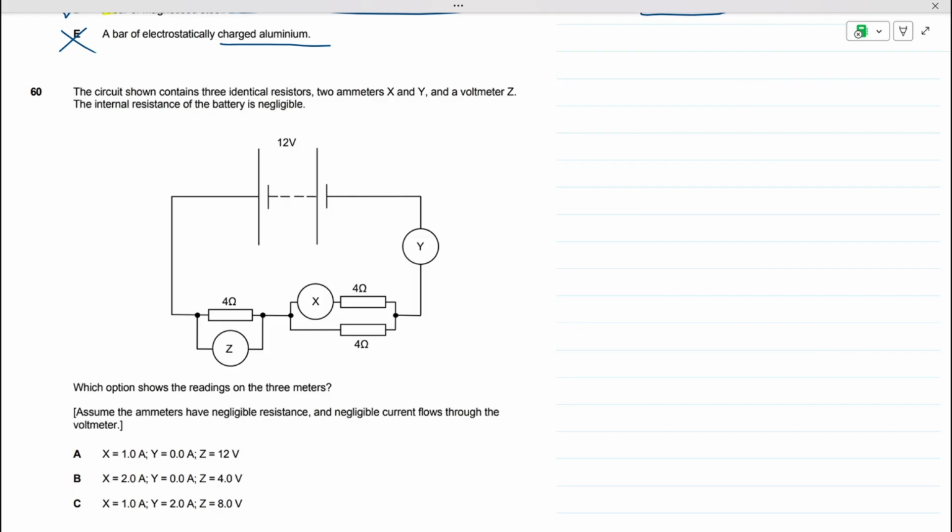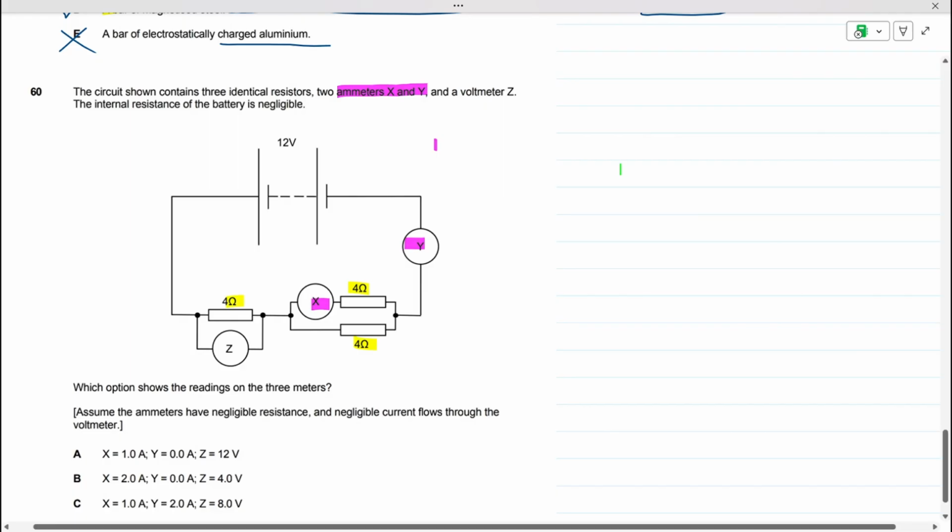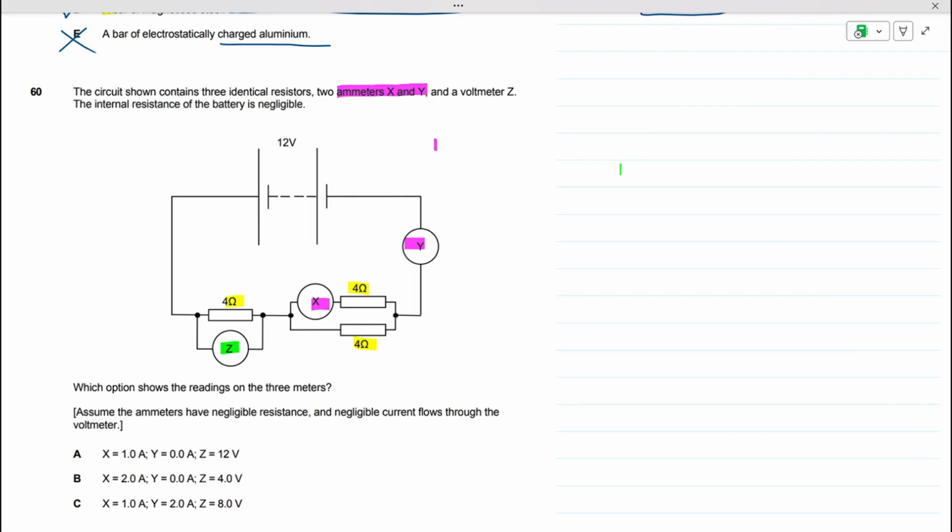Now we are on the last question, 16th. The circuit shown contains three identical resistors. Two ammeters, X and Y. So X and Y are the ammeters, and Z is the voltmeter. Know this thing: Z is the voltmeter which measures the voltage.